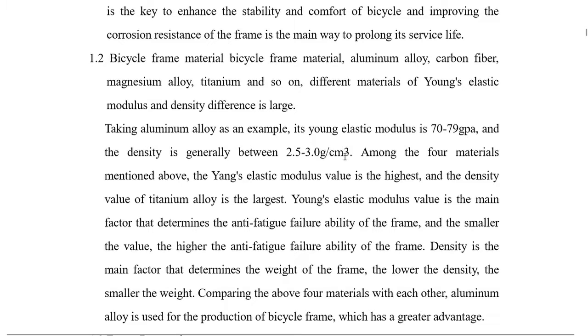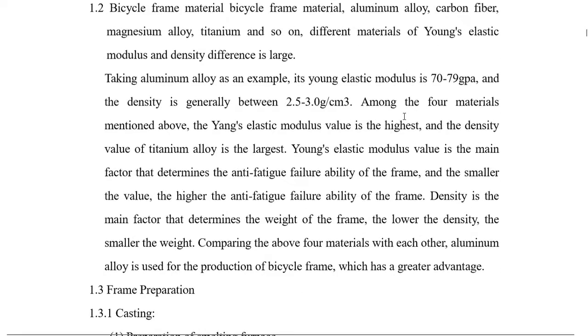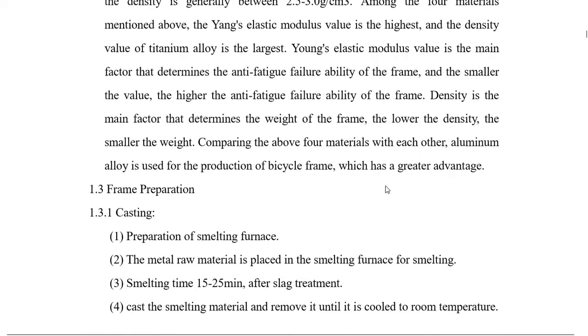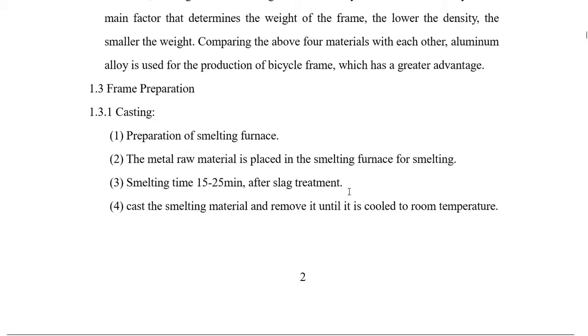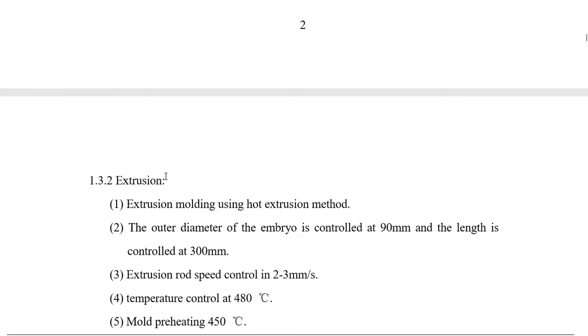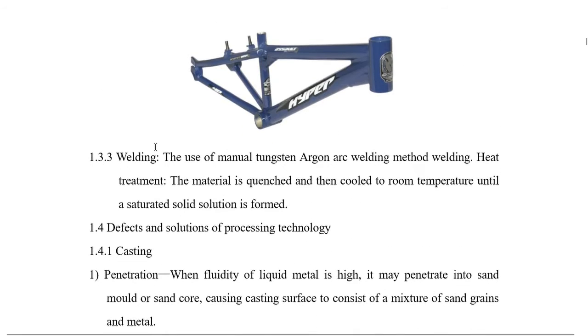For bicycle frame materials, we choose aluminum alloy, which has greater advantages than laminar preparation. About the manufacturing, there are 3 processes: casting, extrusion, and welding.